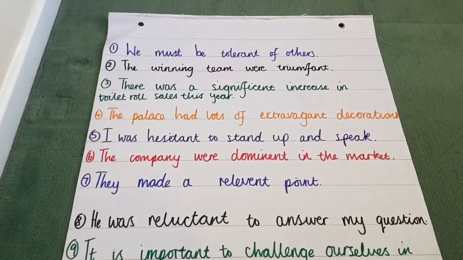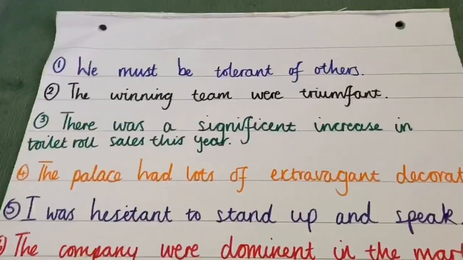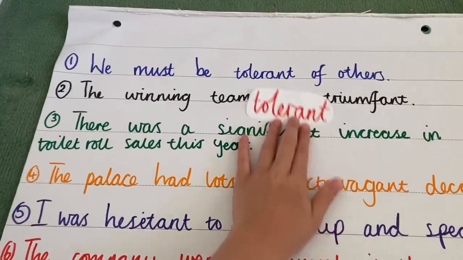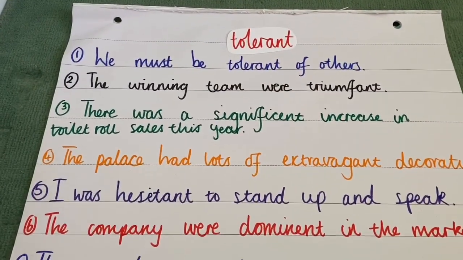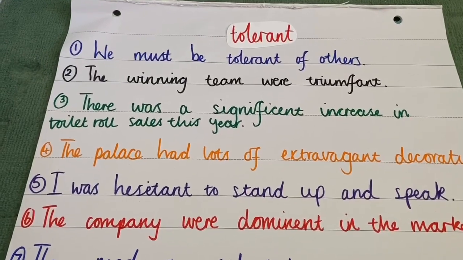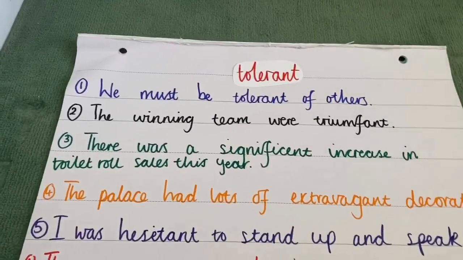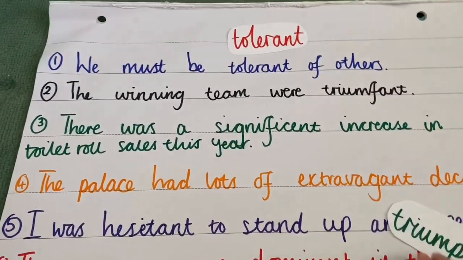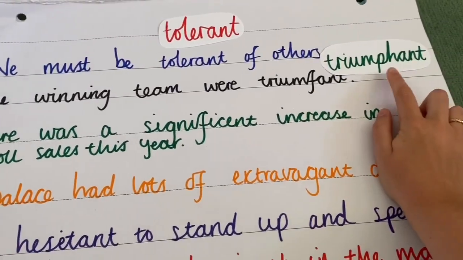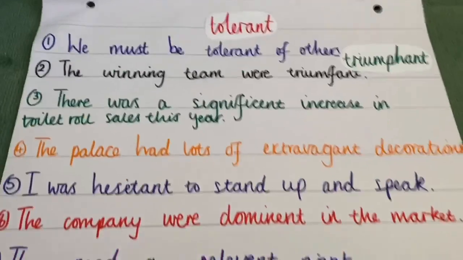Okay, so the first one, we must be tolerant of others. Now I know that one was spelled correctly with our proper ANT ending. Okay, brilliant. So that one's correct. The winning team were triumphant. Oh, well, the ending's correct. Oh, it's the F here. It should be PH. You know, when we have that PH, sometimes it sounds like an F here. So triumphant, PH for that F sound.